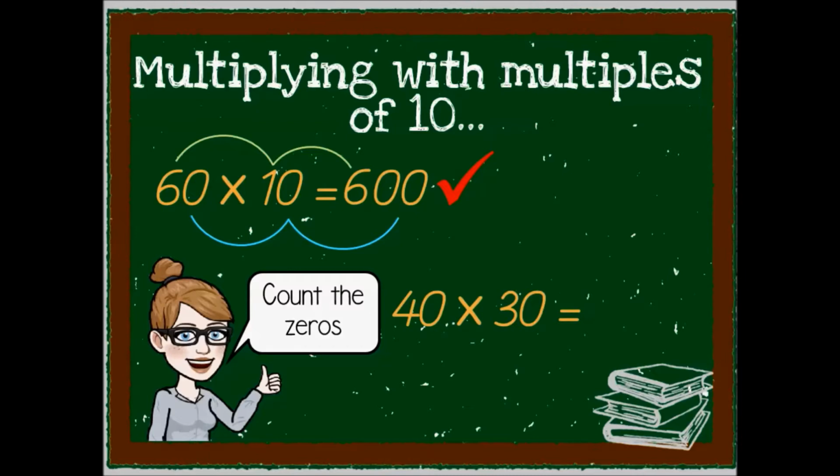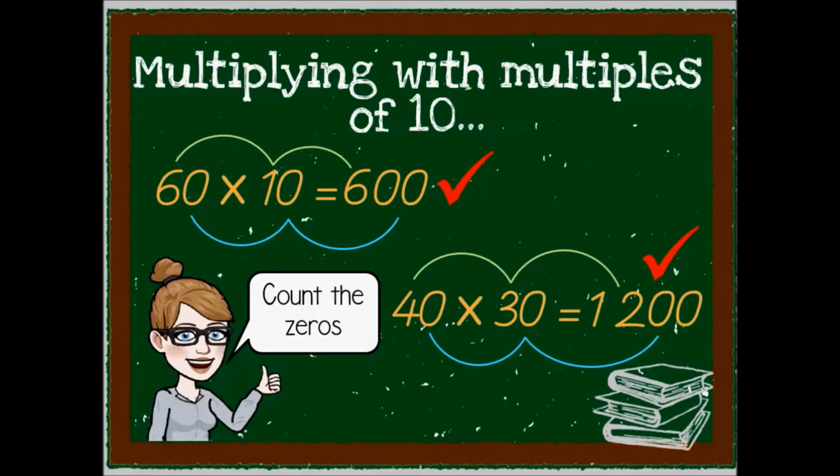Okay, so let's try another one. 40 times 30. What did we do before? Yes, we multiplied the first two digits. 4 and 3 makes 12. And then, good job, count the zeros. How many? There you go. Add the 2 zeros at the end.